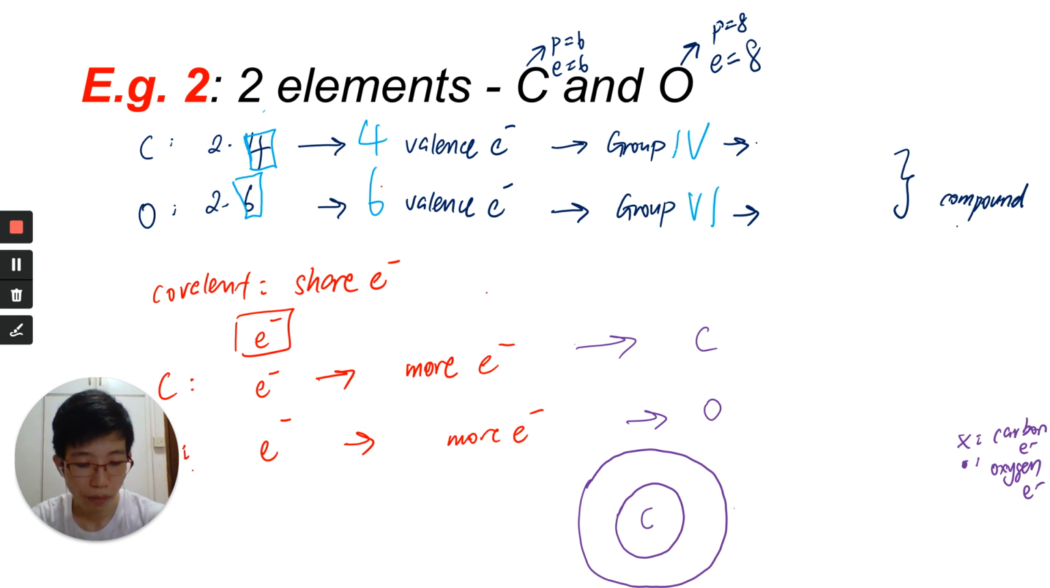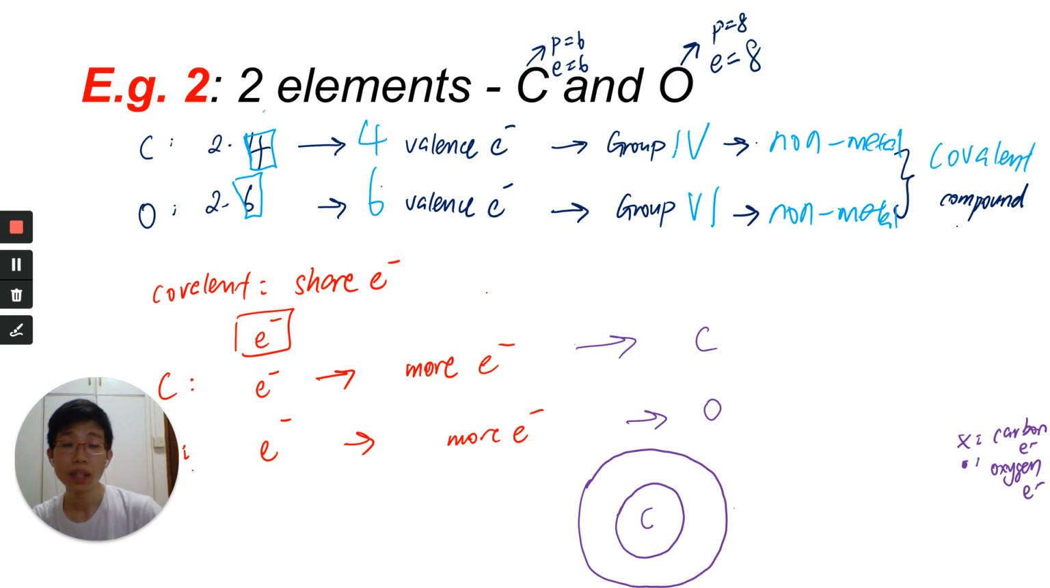So group 4 and group 6 elements are non-metals. When you have a compound that involves non-metals only, it will be a covalent compound. And for covalent compounds, they will share electrons.